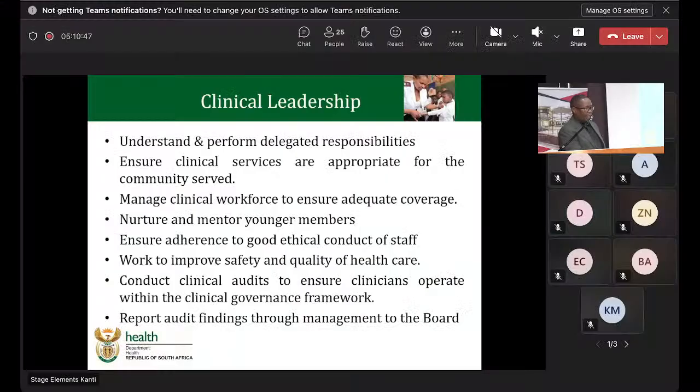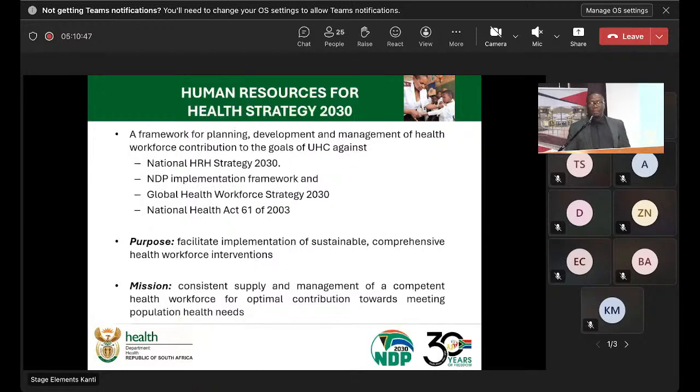But our health workforce within the facility should understand that all of us have got a role to play, especially towards improving safety and quality. But of course, we need to review policies and procedures, as well as review the results of clinical audit. The same goes with clinical leadership, that we need to understand and also perform delegated responsibilities. But importantly, is the issue of conducting clinical audits to ensure that clinicians operate within the clinical framework.